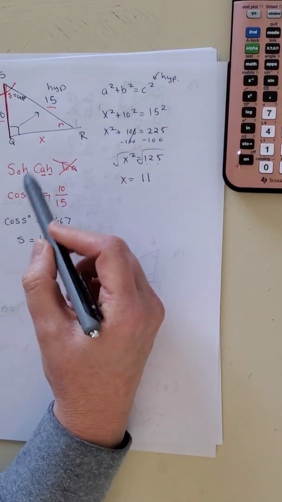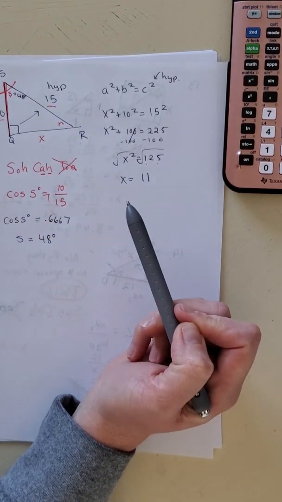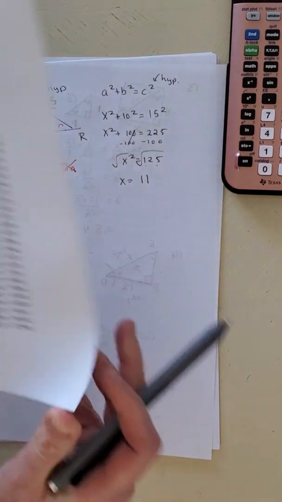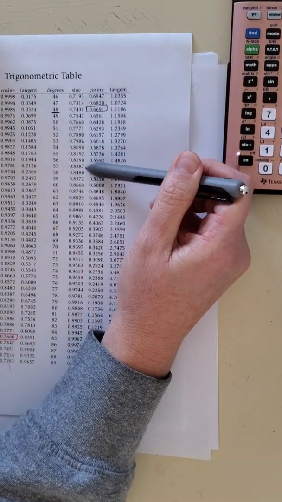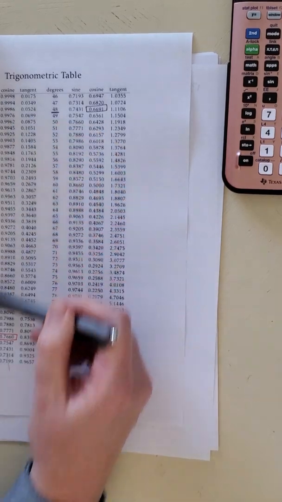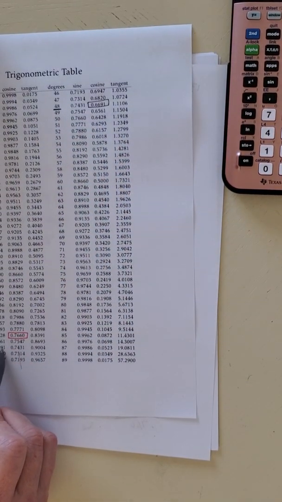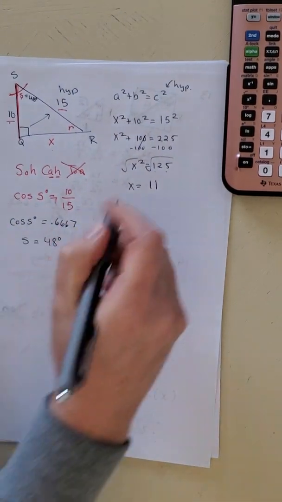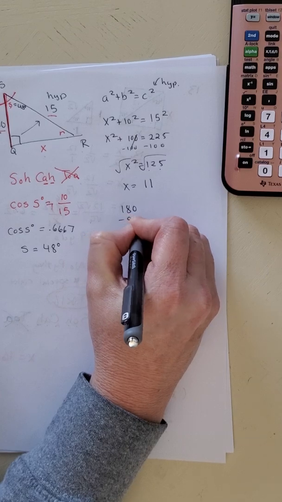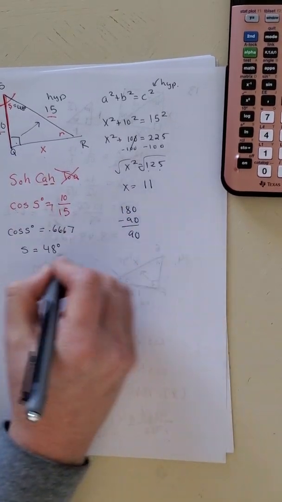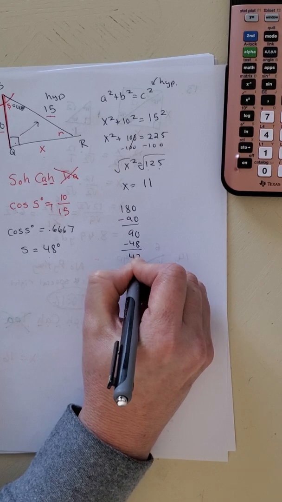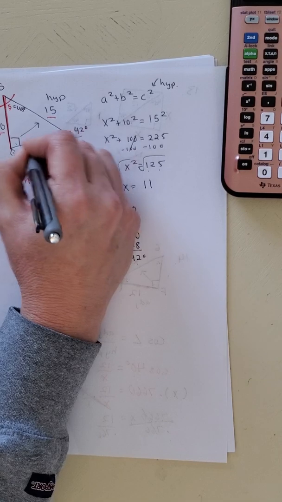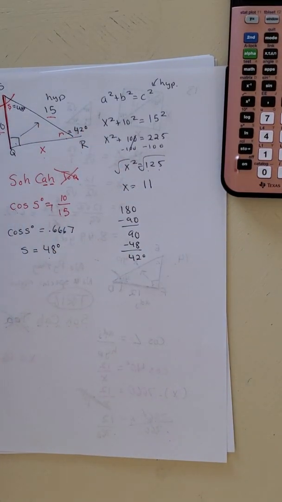You can repeat this using sine R equals 10 over 15, which would give me sine of R equals 0.6667. So then under sine, I would look for 0.6667, and it is right here at 42 degrees. Or you could use the other method where you take 180 minus 90 degrees for this angle, which is 90 minus 48, and that leaves you with 42 degrees. So angle R is 42 degrees, right? These have to add to 180. Either method that you like.